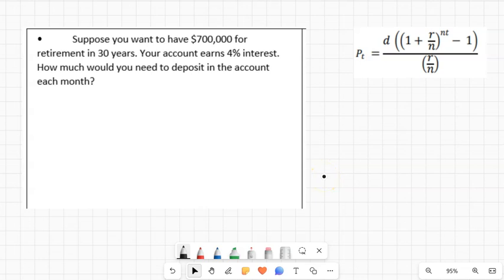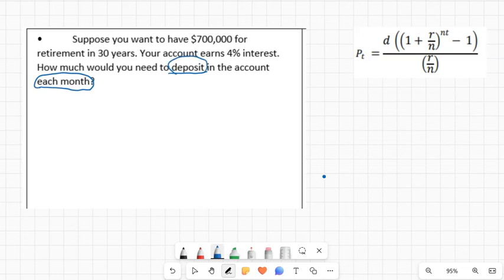Let's continue looking at, in this case, a savings annuity problem. Suppose you want to have $700,000 for retirement in 30 years. Your account earns 4% interest. How much would you need to deposit in the account each month? All right, first off, we have deposit each month.